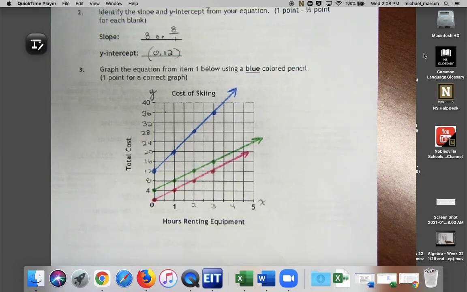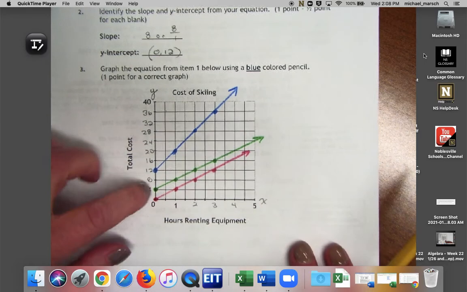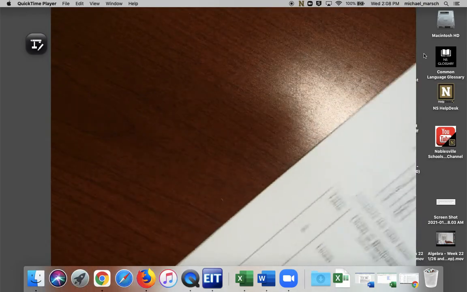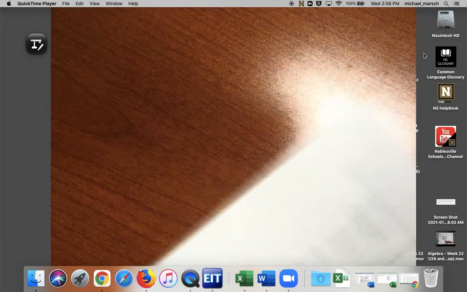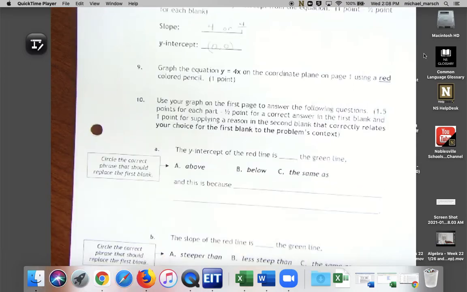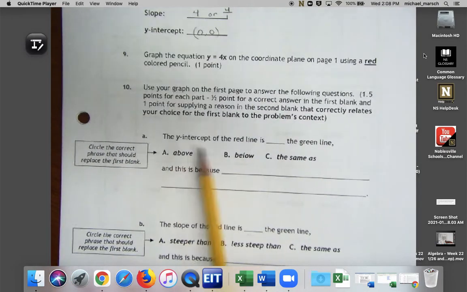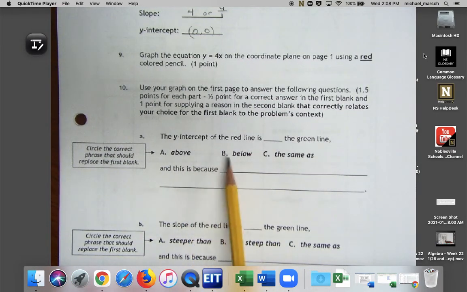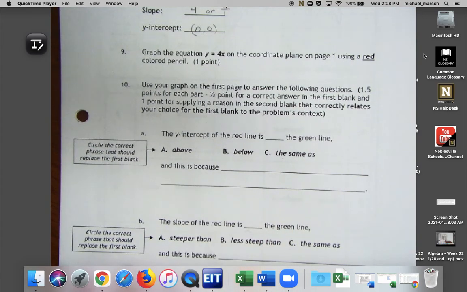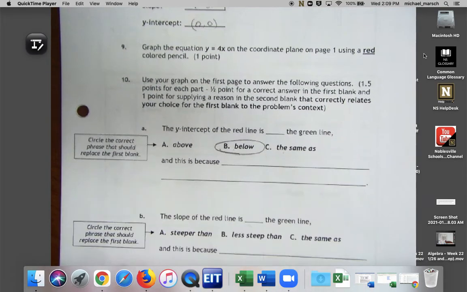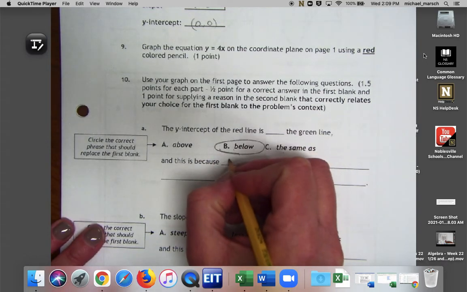Okay, let's answer some questions about comparing the green and the red. The y-intercept of the red line is above, below, or the same as the green line? Below. It is below. Why? There's no one-time fee. Excellent.